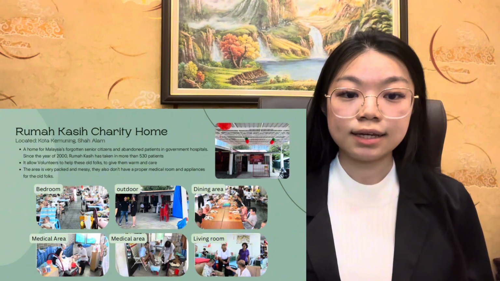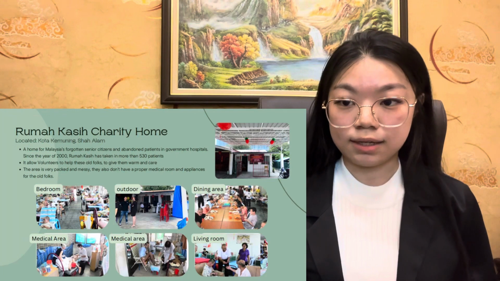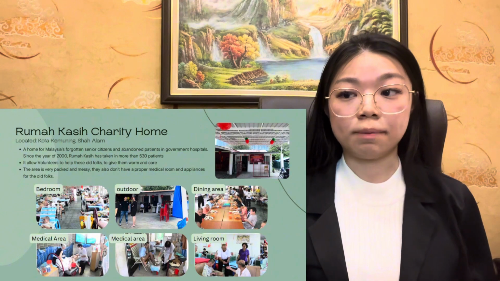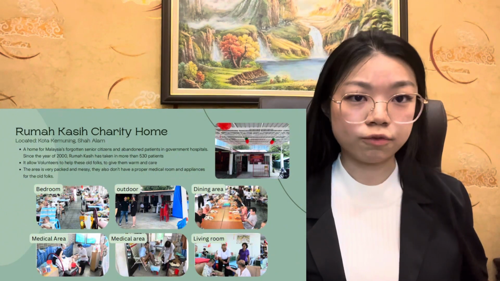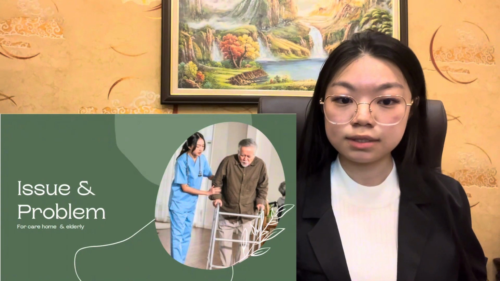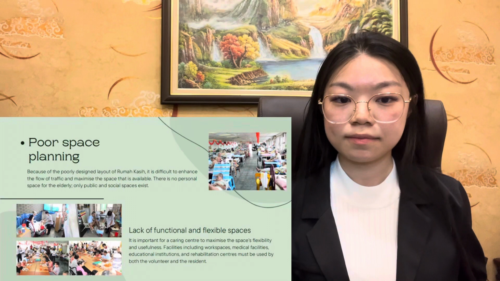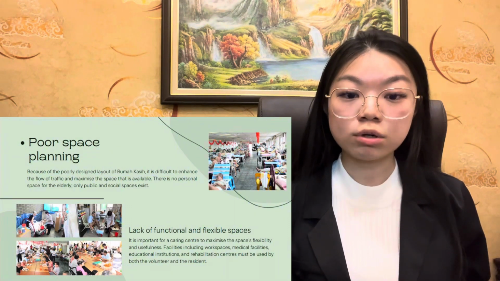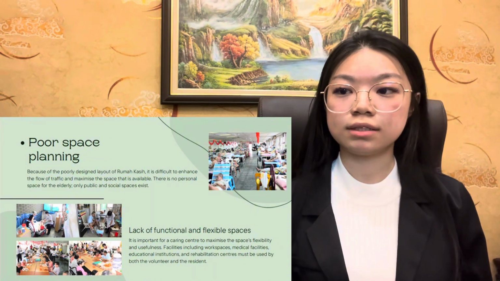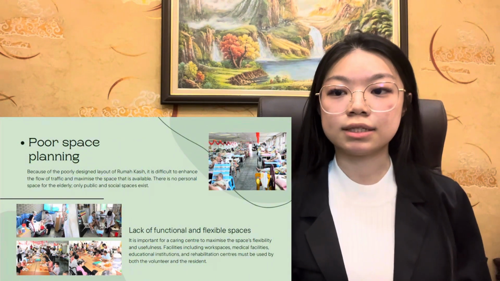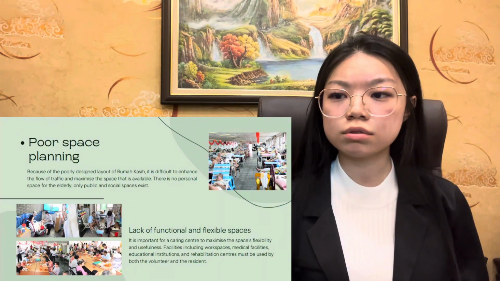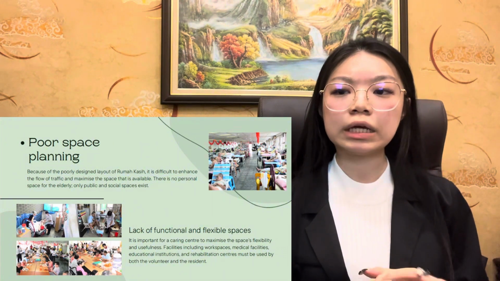As you can see, the area was packed and messy. They don't have a clear and proper medical room and appliances for the old folks. So, what are their issues and problems for Romakase? Firstly, they have poor space planning. Because of this planning, it is difficult to enhance the flow of traffic and maximize the space that is available. There is also no personal space for the old folks, but only some public and social space.